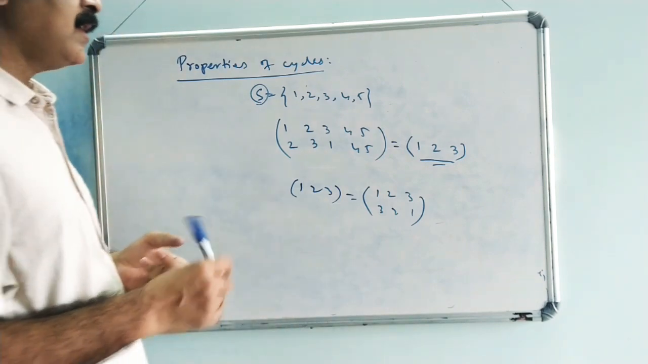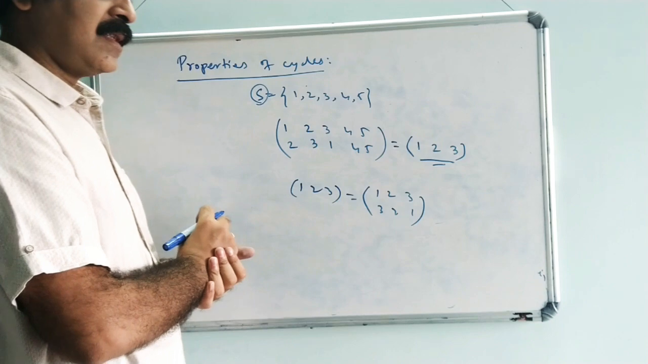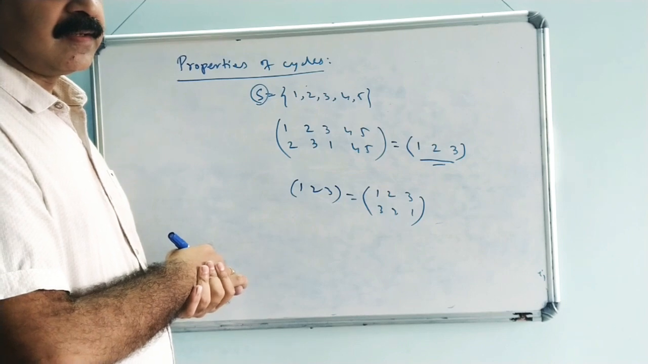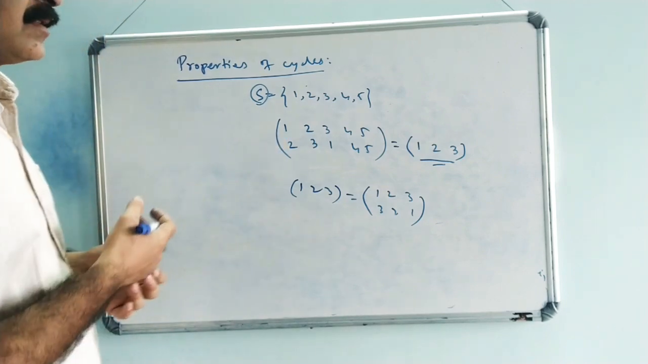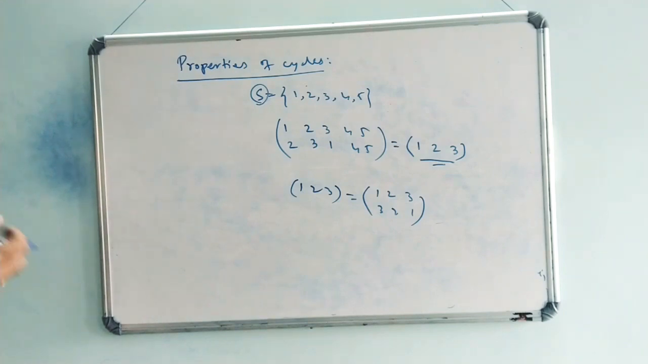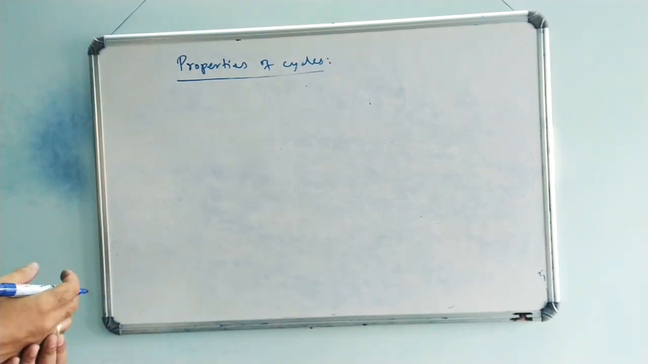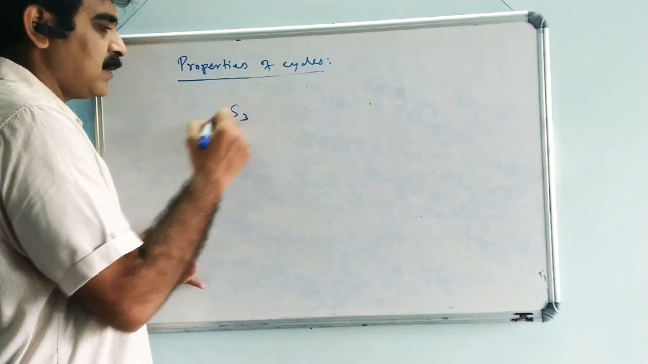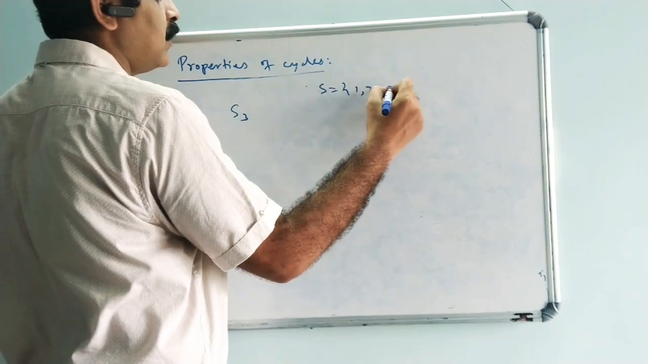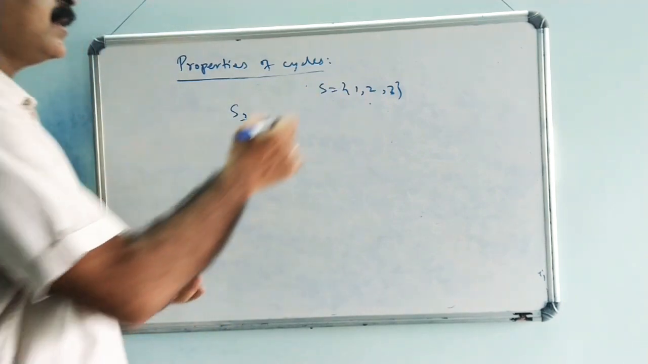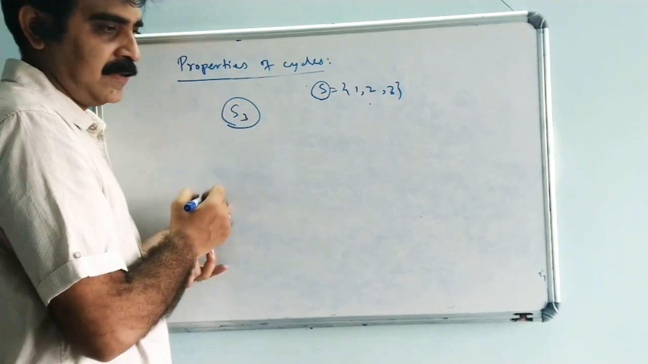So for any cycle, you have to say about the set in which you are defining the cycles. To mention these sets, we use some notations. Suppose we are taking the permutations on 1, 2, 3. The collection of all permutations on this set S is denoted by S3.